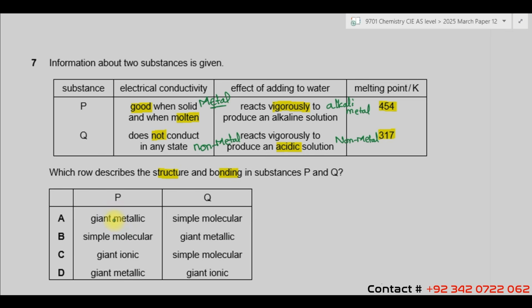So P is metallic or ionic or molecular? So metallic seems right. Simple molecular is for non-metals. Giant ionic is a bad conductor in solid form. So Q is simple molecular or giant ionic. Now Q does not conduct in any state, so it cannot be giant ionic, so it should be simple molecular. So correct answer is A.